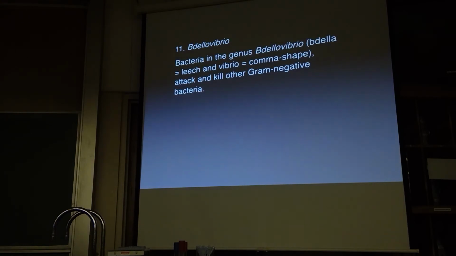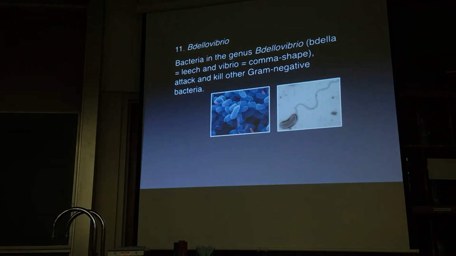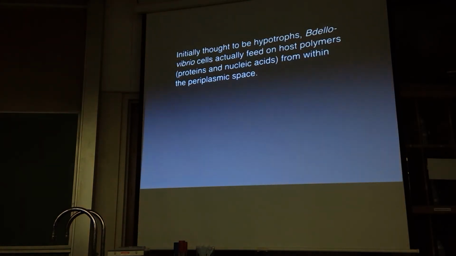The next genus is Bdellovibrio. The B on this word is silent. The name for this organism means comma-shaped leech. So Bdello means leech, and Vibrio means a comma-shaped organism. They're like a short rod, but they're bent. What's interesting about these organisms is that they kill other bacteria. We usually think of bacteria infecting humans or plants. These guys attack other bacteria.